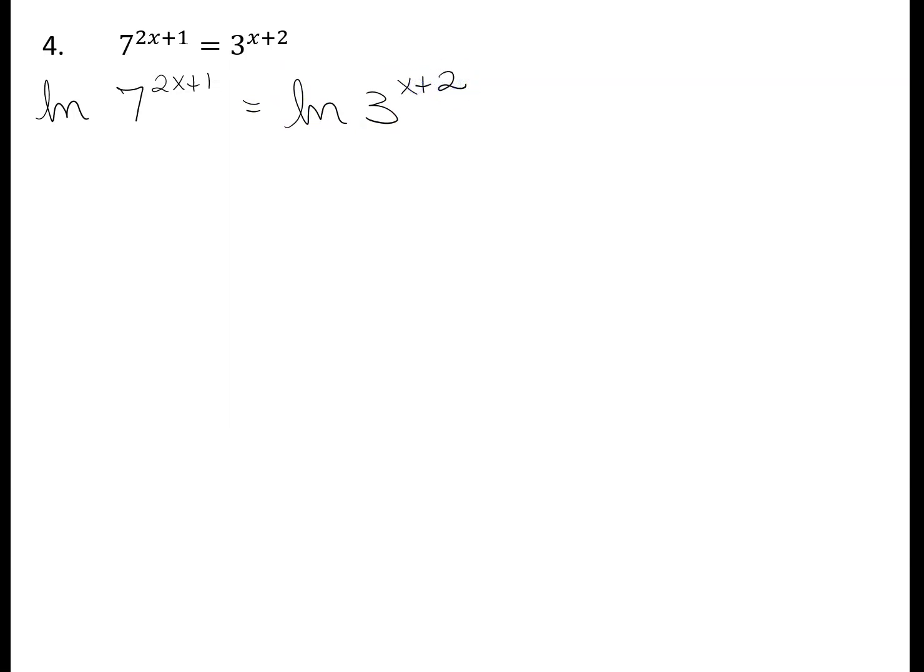Okay, now since I have a 7 and a 3, I have to use the property of bring the exponent down in front like we did on number 3. So let's put it in parentheses. 2x plus 1 times log 7 equals x plus 2 times log 3.